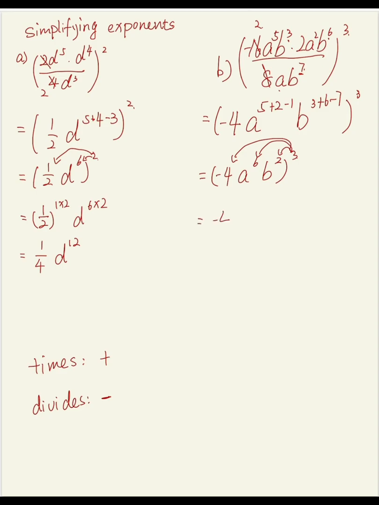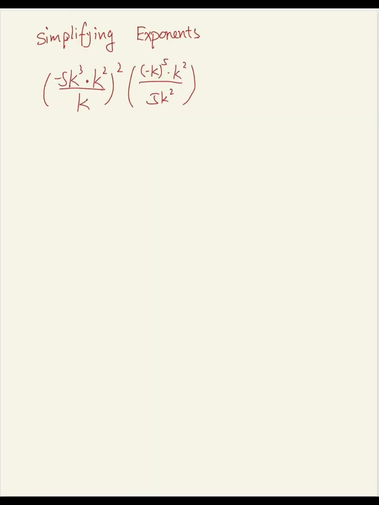And for -4, this is 1 times 3, and for a is 6 times 3, for b is 2 times 3, and then we can get -64 a to the 18th b to the 6th. Try to simplify this one first.